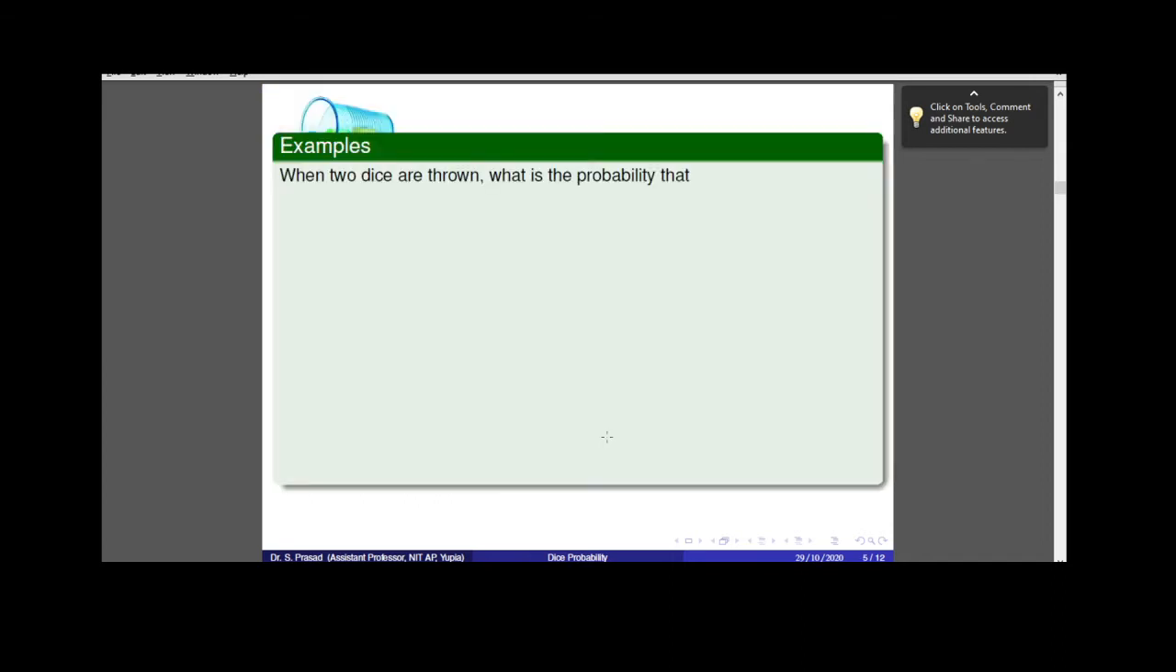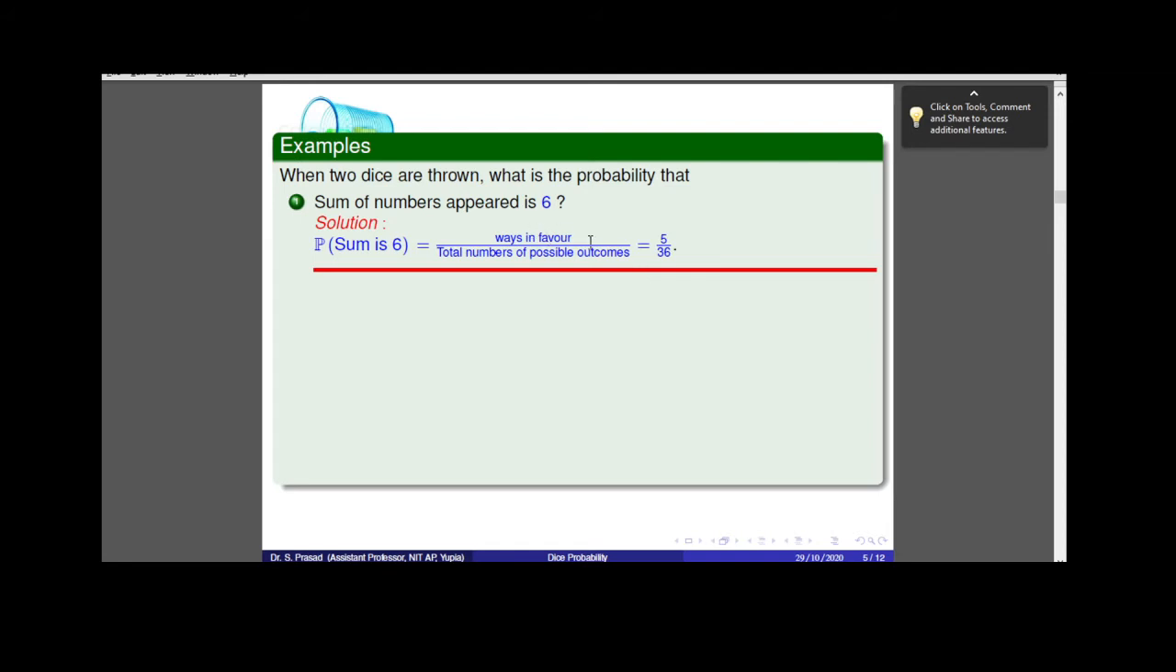Now we move to the example. When two dice are thrown, what is the probability that the sum of the numbers appearing is 6? Now the solution: the sum is 6. We write the ways in favor and the total number of possible outcomes. According to the figure of the sum of two dice, 6 occurs 5 times, divided by 36, so we get the result 5 by 36. After that, the sum of the numbers appearing is less than or equal to 8.